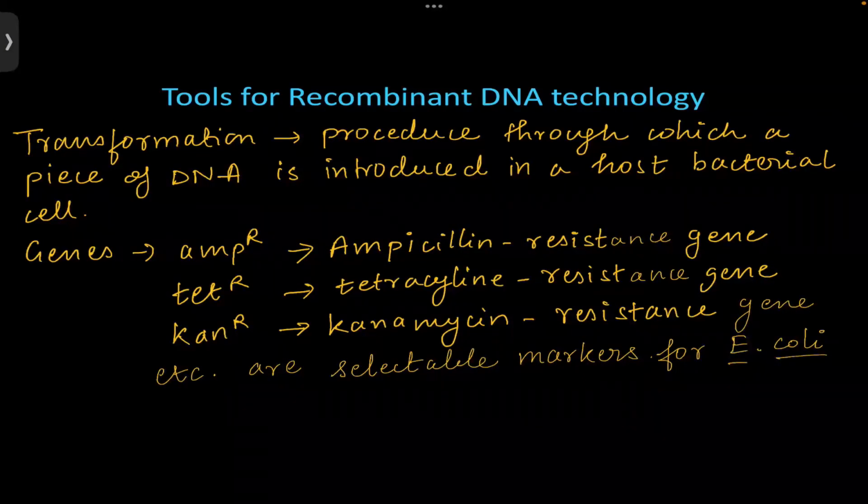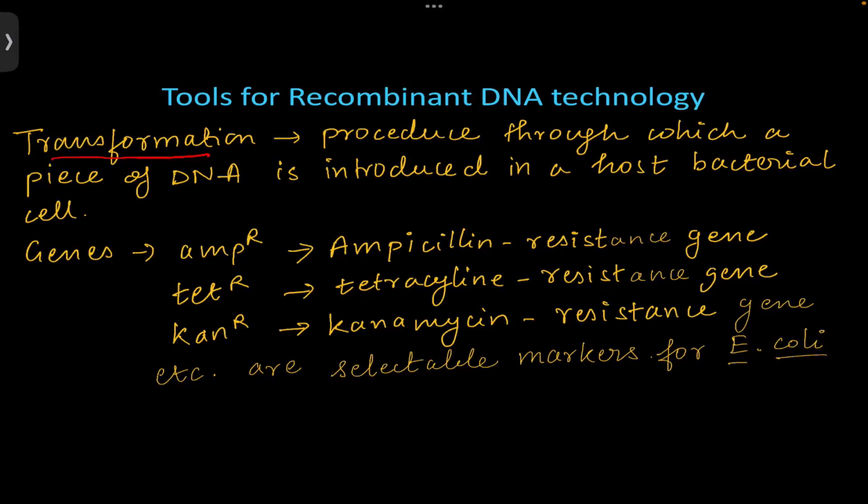So let me first briefly define what is transformation. You have learned from the Griffith experiment, if you remember, in the chapter Molecular Basis of Inheritance. He actually identified a transforming principle that was changing the phenotype of R strain bacteria into S strain bacteria. So there the transformation happened.